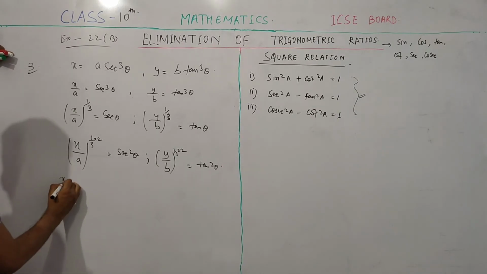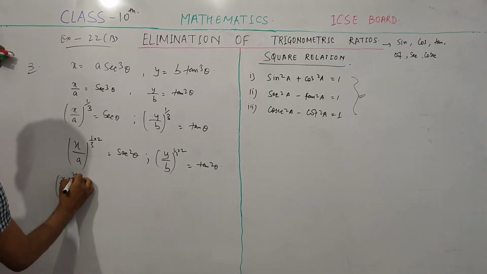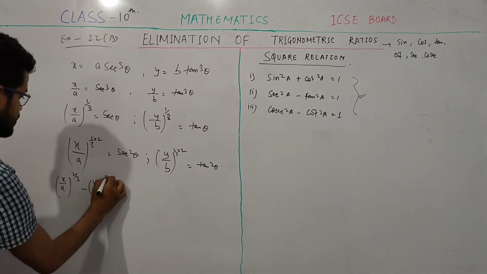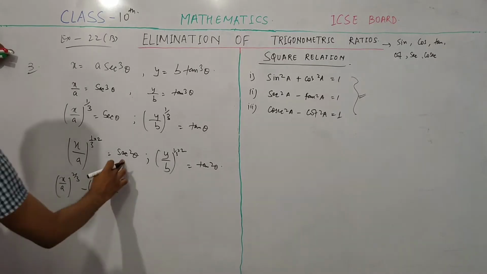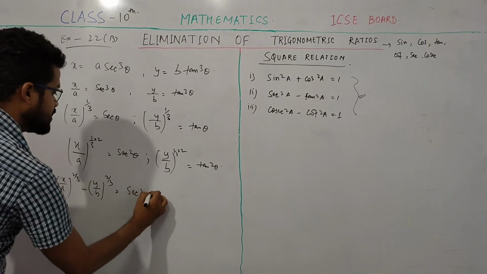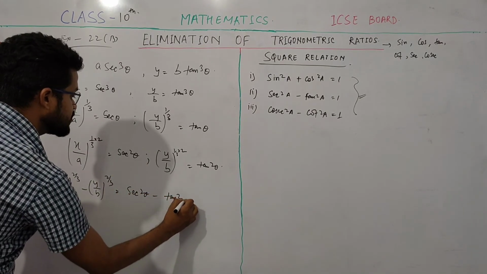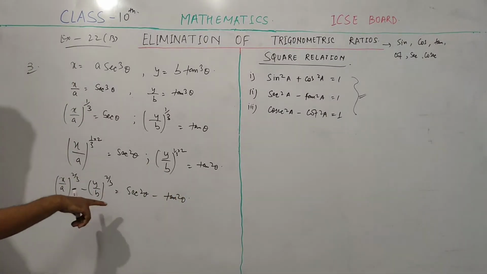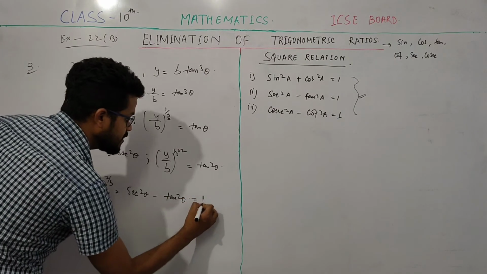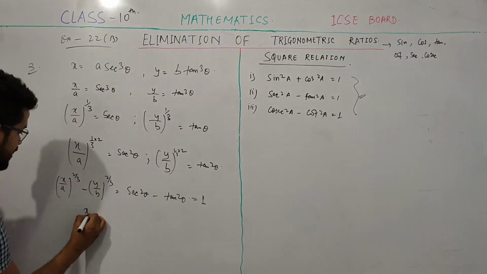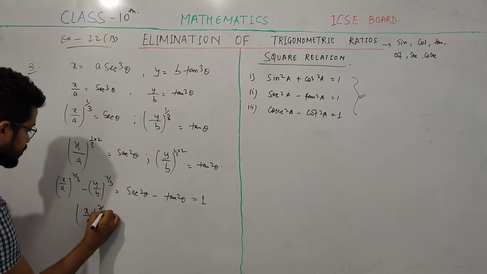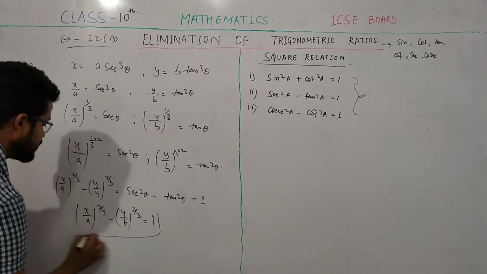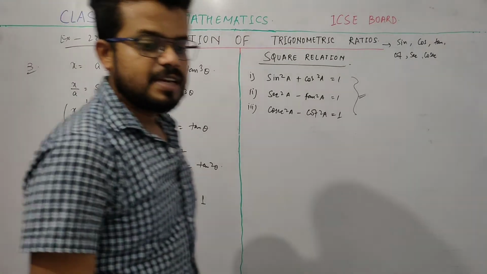So if I subtract, this is (x by a) to the power 2 by 3 minus (y by b) to the power 2 by 3, and on the other side this is sec square theta minus tan square theta. We simply subtract both these equations. So I get this value, and sec square theta minus tan square theta is 1. So the final is (x by a) to the power 2 by 3 minus (y by b) to the power 2 by 3 is equal to 1. This is the final relation. Okay.